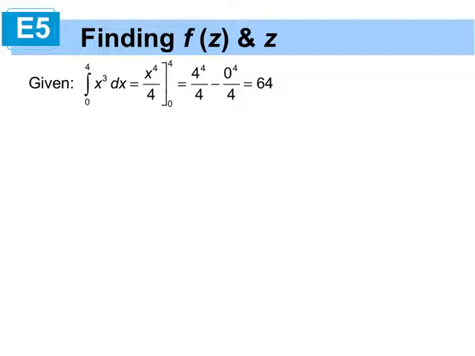At this point, we should be able to do that. Took the antiderivative of x cubed to get 1/4 x to the 4th, or x to the 4th over 4, however you want to write it. Evaluate it from 4 to 0, and I get 64.